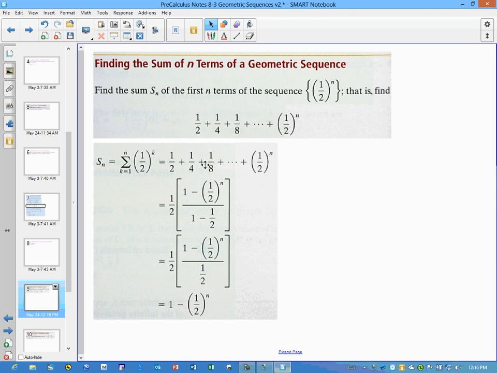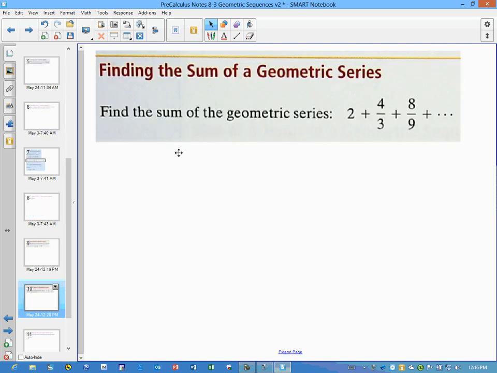Alright, let's look at another sum. This time they want us to find the sum of this geometric series. And it's an infinite one. The ... means it's going on forever.